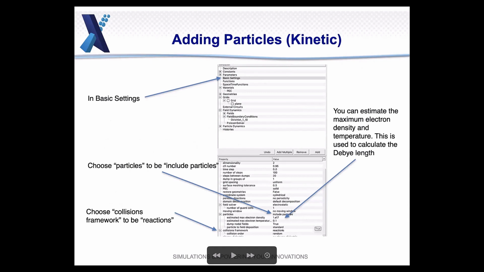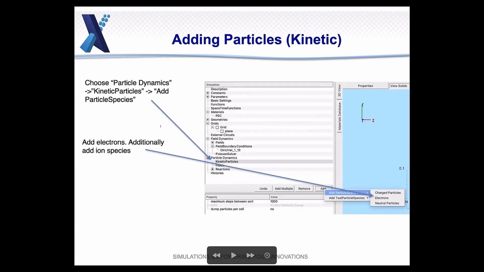And then we want to include reactions as our collision framework. Underneath particles, there's an estimated max electron density and max temperature. This is used to calculate the time step in case you don't give it an explicit time step, so that you're resolving the Debye length. So this will do a Debye length calculation for you, and then make sure that your time step is small enough. Now that we have particles, we can add kinetic particles, and we can add fluids.